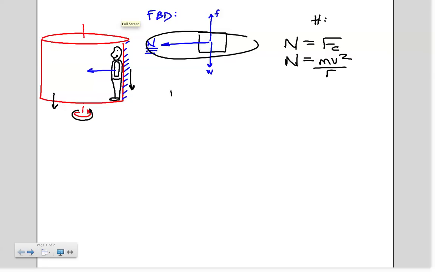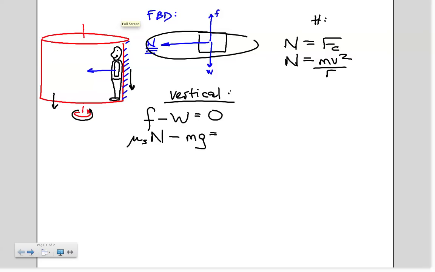When I take a look at things in the vertical plane, there's a little bit more going on. I can say that the frictional force F minus the weight is equal to 0. We can say that it's equal to 0 because we don't expect the person to be accelerating upwards or downwards in that plane. So the sum of the forces will be 0. They'll remain at rest. I can substitute mu static times the normal force in for friction, and subtract from that mg is equal to 0.